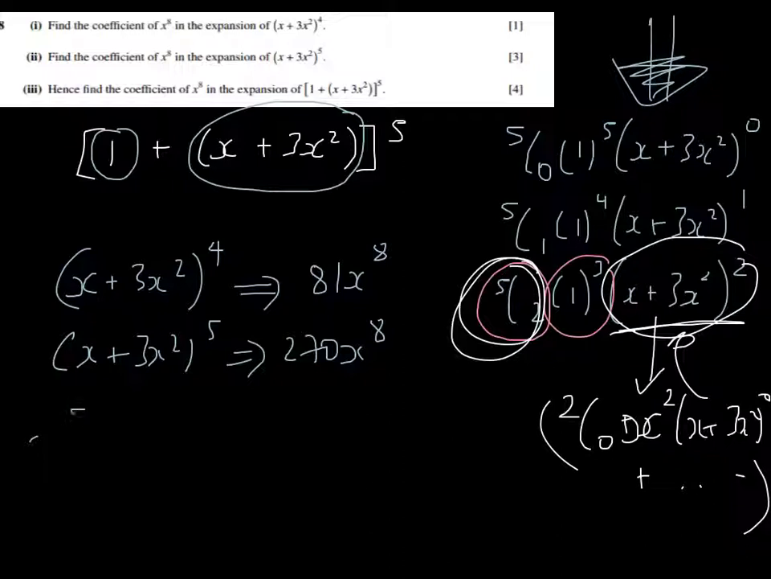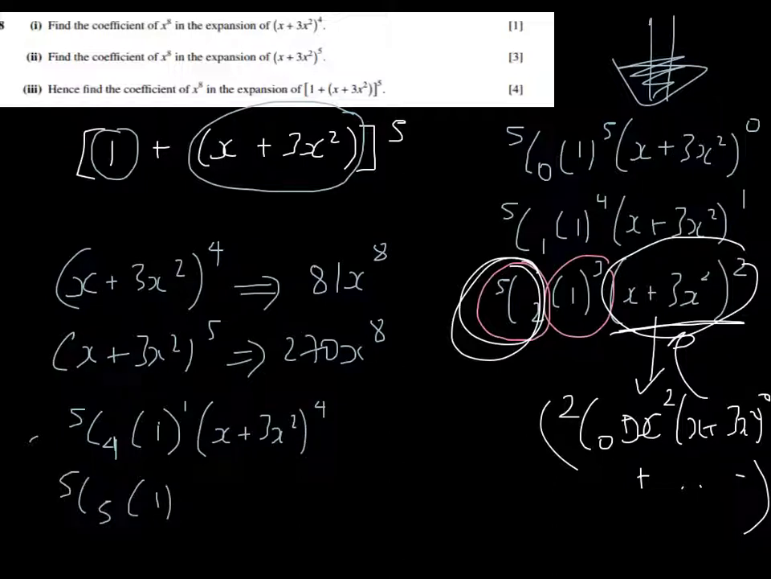So I would get 5C4, 1 to the power of 1, and (x plus 3x squared) to the power of 4, and then I'd also have 5C5 right at the end, 1 to the power of 0, and (x plus 3x squared) to the power of 5. Okay, so now I would get those two terms, which is what I've already worked out before, which is how we're going to recycle our answers like they've asked with the word "hence".